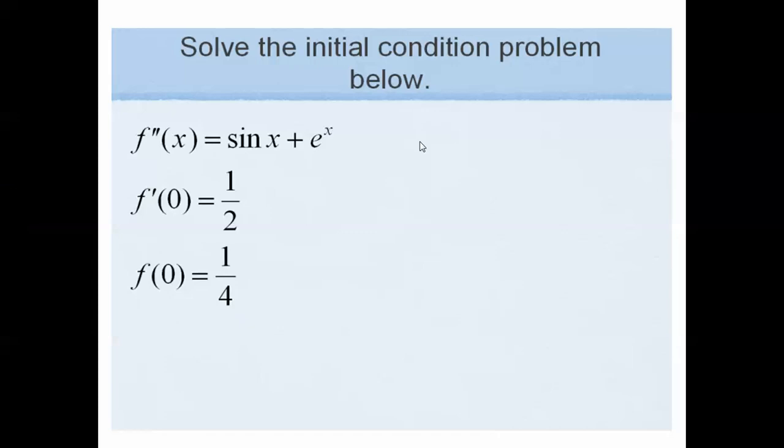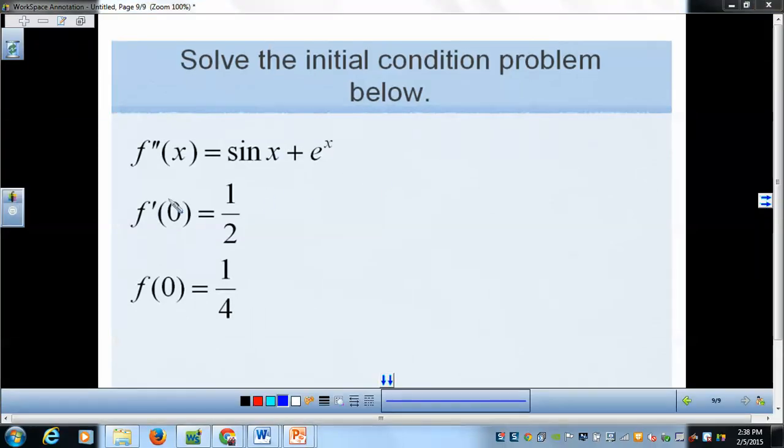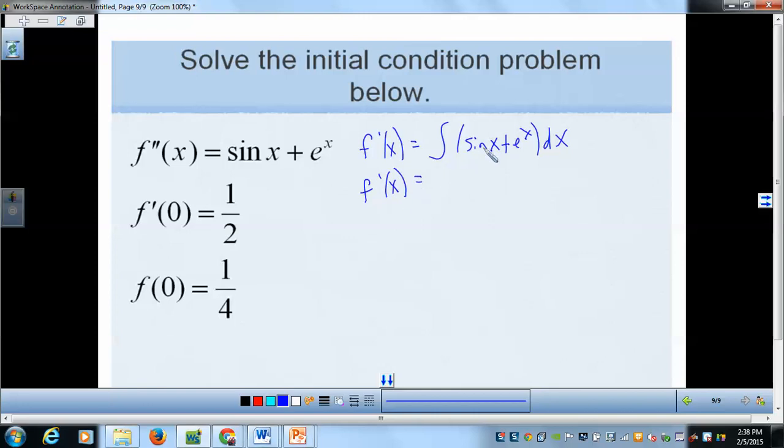So if we look at this, what I know is that my first derivative at 0 is 1/2, and my original function at 0 is 1/4. So what I know is that f prime of x is going to equal the integral of sine x plus e to the x dx. So now I want to integrate this. The integral of sine x is negative cosine x. The integral of e to the x is e to the x, and then once again we have our plus c.